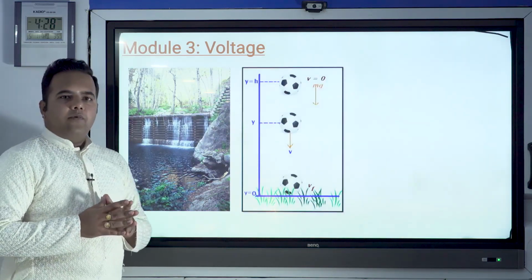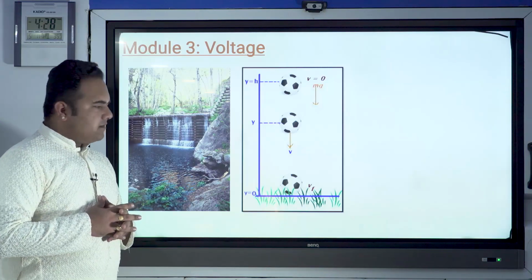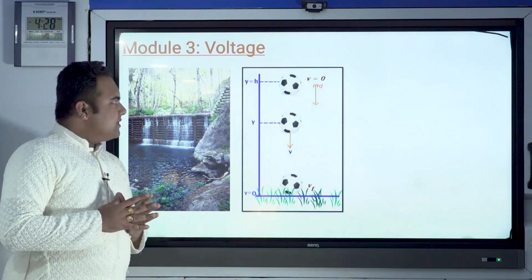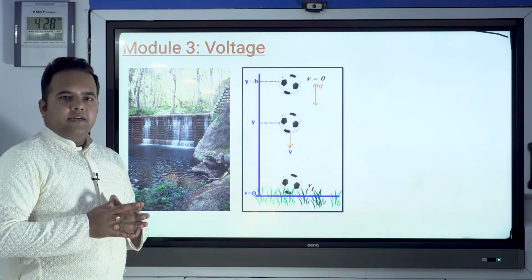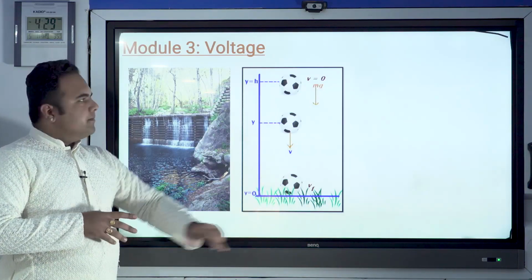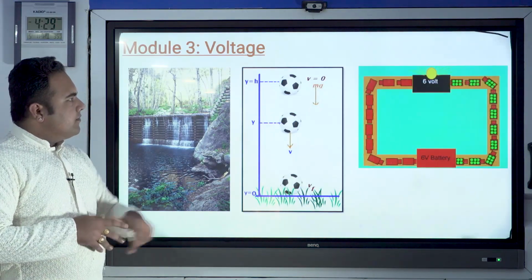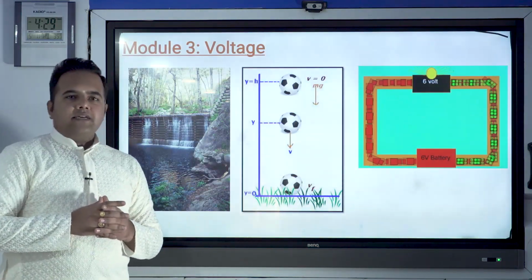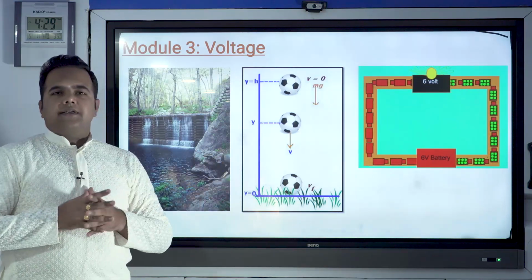We have a ball which is held at a particular height. Don't bother about any other things, just see the ball is at a particular height, and then the moment you leave, it falls on the ground. And then we arrive at this. So let's see what these pictures try to tell us.